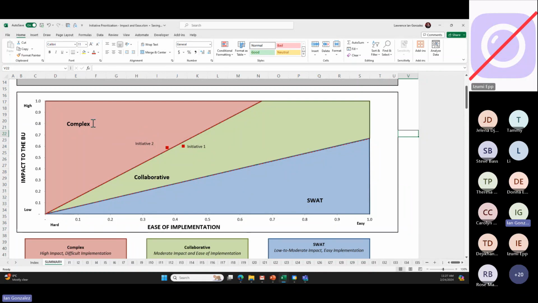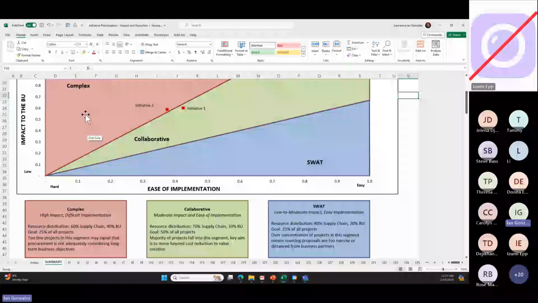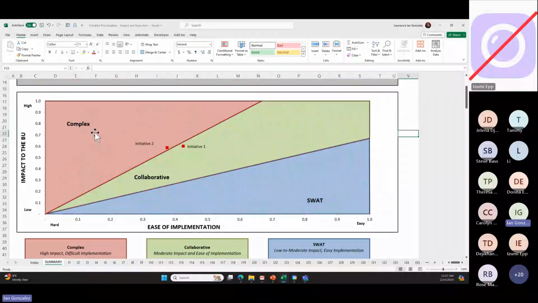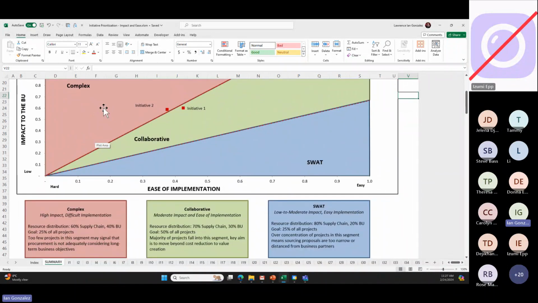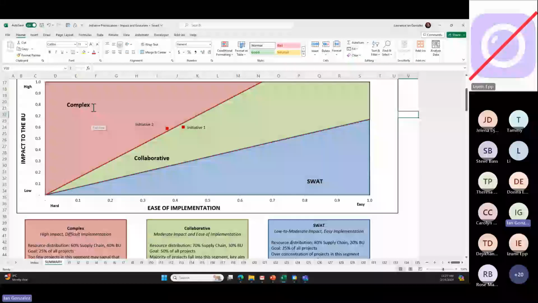Again, too many complex means you're overpromising. Okay, and you probably can't finish all that in a year. Too little complex means you're not thinking long term enough, because if it's too little complex, or in other words, too many SWOT, you're only after the quick, low value stuff. Right, so a healthy chart means the most are here in collaborative.